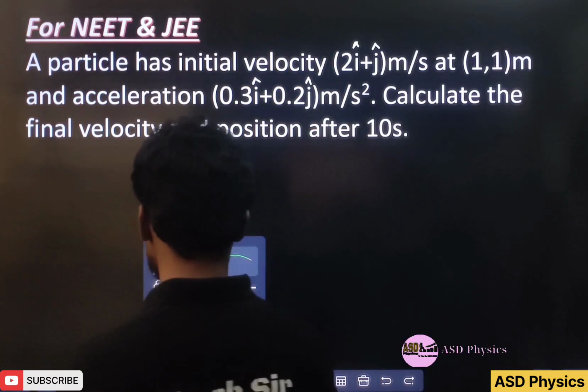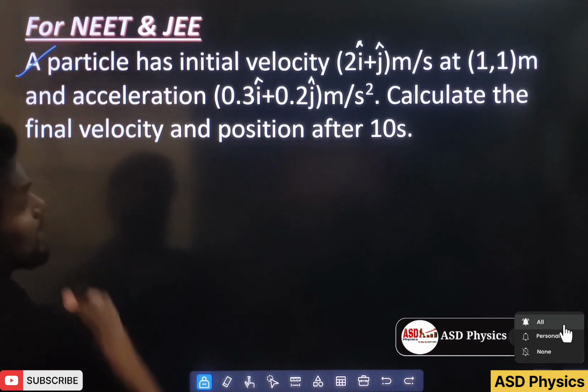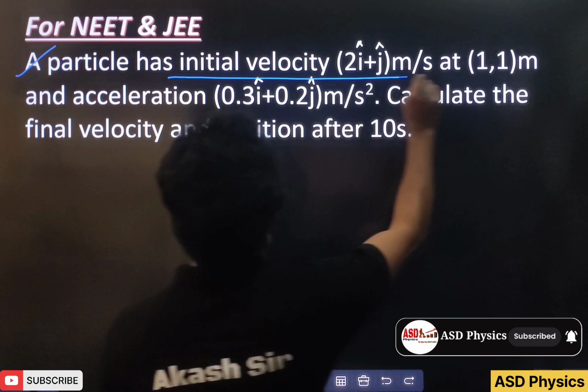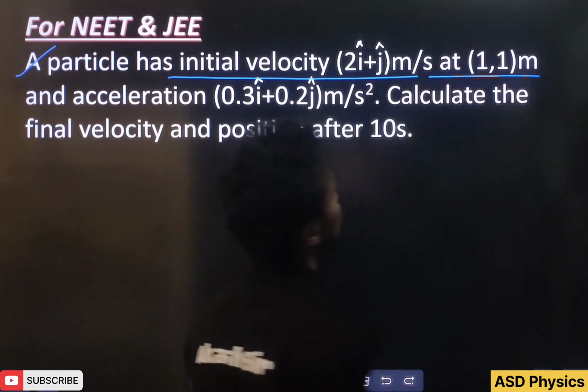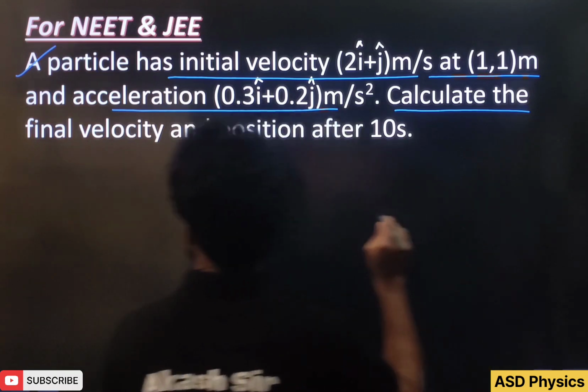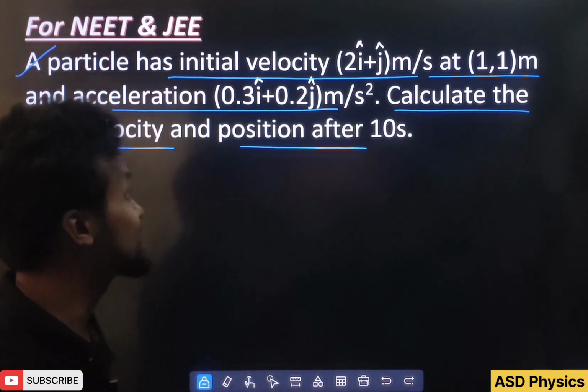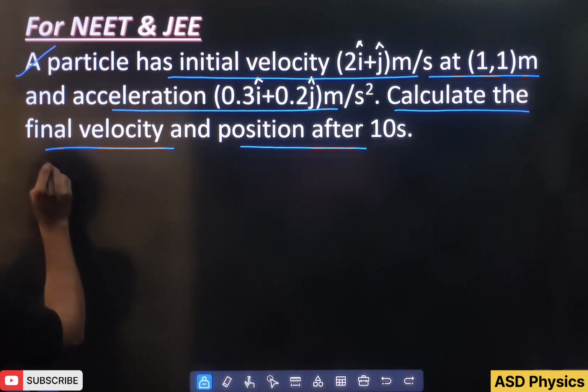Okay, now students, this is the question we are going to see. Next one, see this question. A particle has initial velocity, this one, at 1,1 meter, and acceleration, this one. Calculate the final velocity and position after 10 seconds. Okay, so first we'll note down the values.